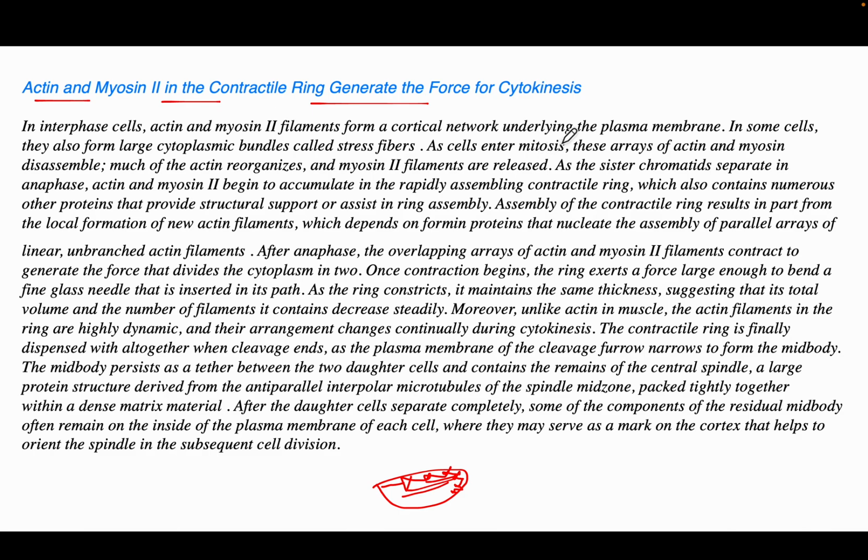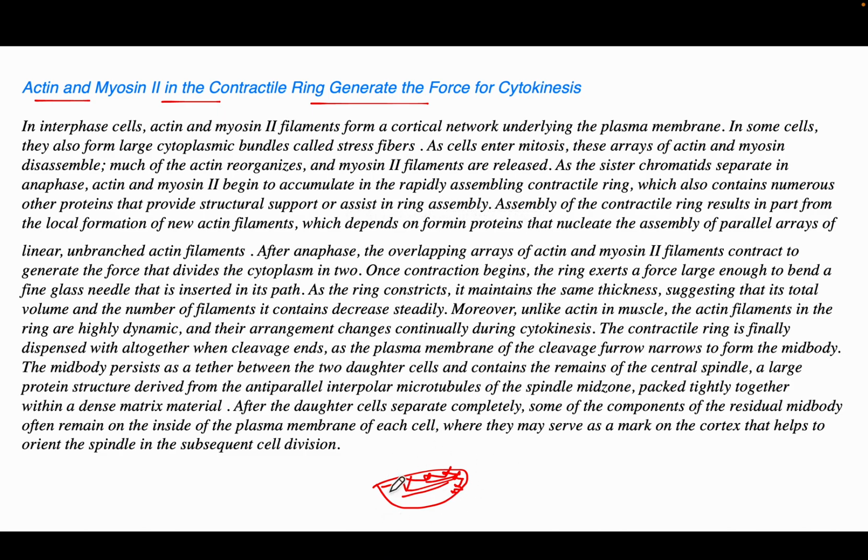So as cells enter mitosis, these arrays of actin and myosin disassemble. Much of the actin reorganizes and myosin 2 filaments are released. As the sister chromatids separate in anaphase, actin and myosin 2 begin to accumulate in the rapidly assembling contractile ring, which also contains numerous other proteins that provide structural support or assist in ring assembly.